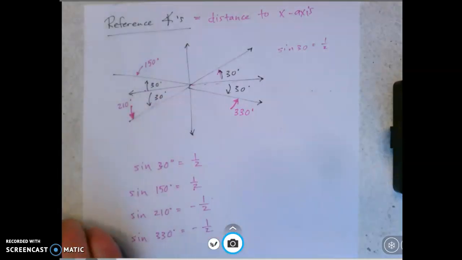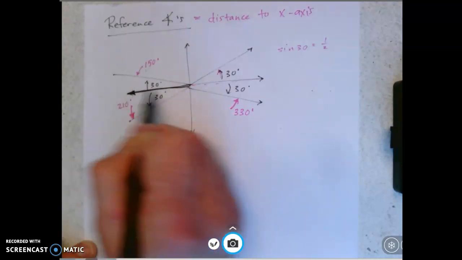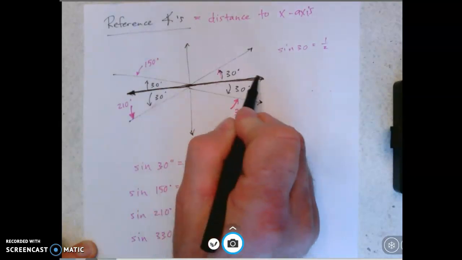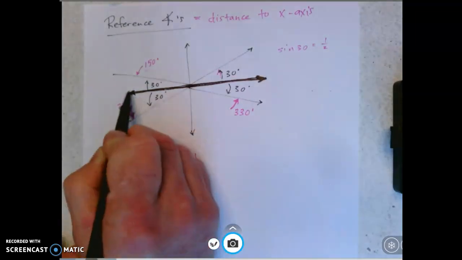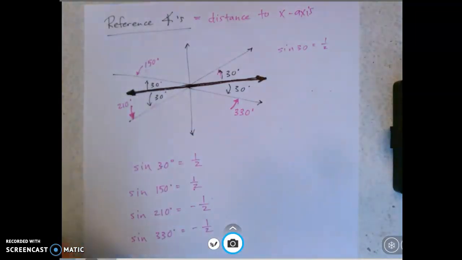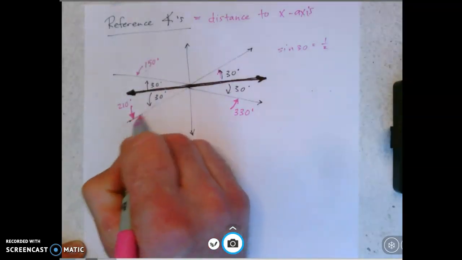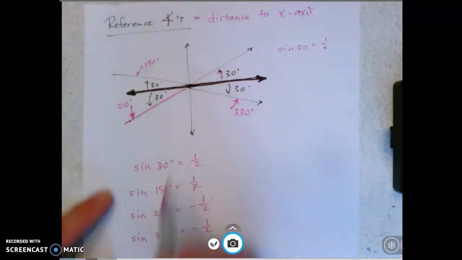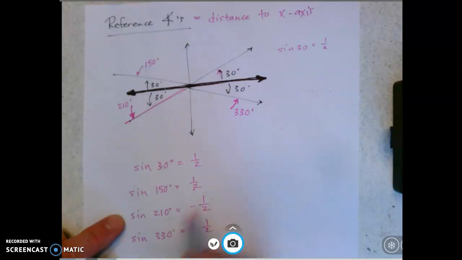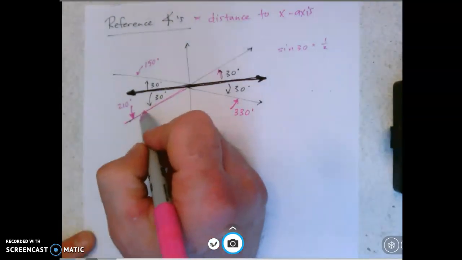And by reference angle, I am talking about the distance from the x-axis. Reference angle is the shortest distance to the x-axis. Okay? So in this case right here, if I go 210 degrees, my line's going to be right here, and my reference angle is going to be 30 degrees. What that means is sine of 210 is equal to not positive 1/2, but negative 1/2, because remember, sine is negative in the third quadrant.